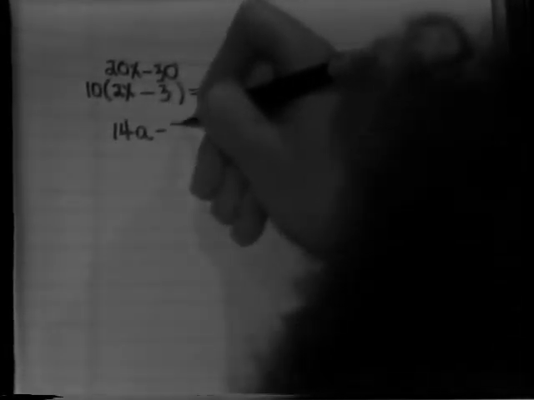Now go ahead and do your distributive multiplication check. Okay, multiplying back through, 10 times 2x will be 20x, minus 10 times 3 will be 30. And that should be what I started with. And it is. Good. Why don't you try 14a minus 7? Okay, 14a minus 7. That's right.